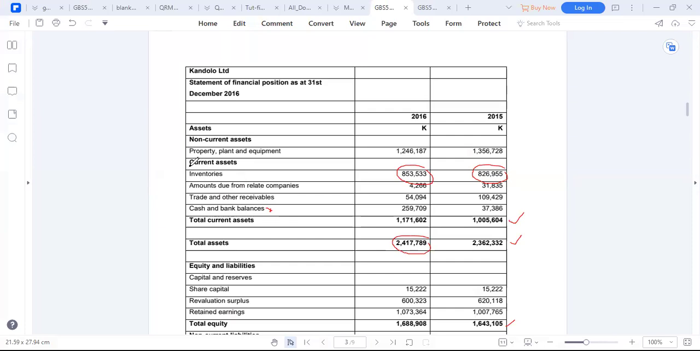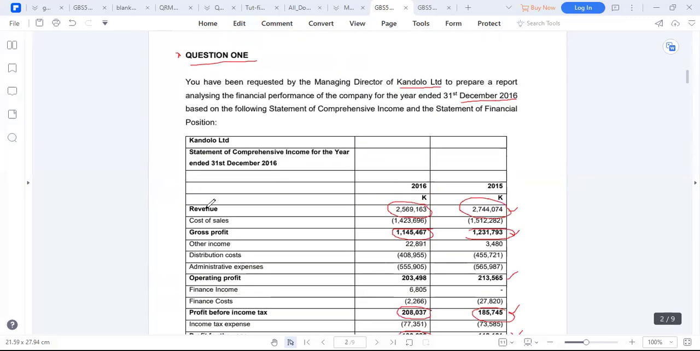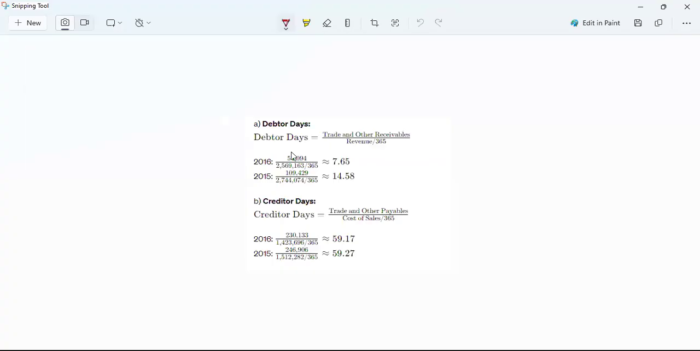They're coming under our current assets. These are trade and other receivables. This is what? 54,000. Then we go to our revenue, 2.5. So 54 over 2.5 times 365 days, which will give you 7.